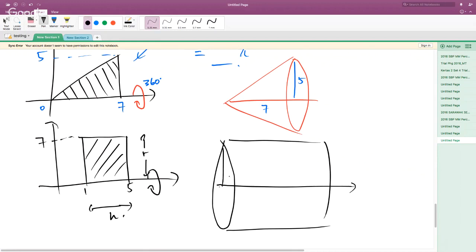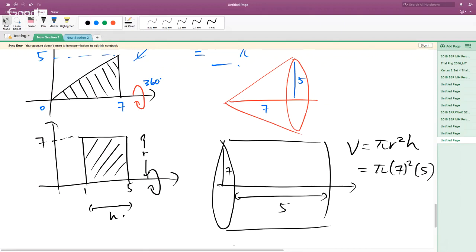So I know my radius over here is 7, and then I know my height over here is 5. Then I can just find my volume using pi r square h. This is the volume for a cylinder. So it will be pi 7 square 5. All right, this is how we find the volume for shapes. Sometimes you need to rotate, so you need to understand this basic.